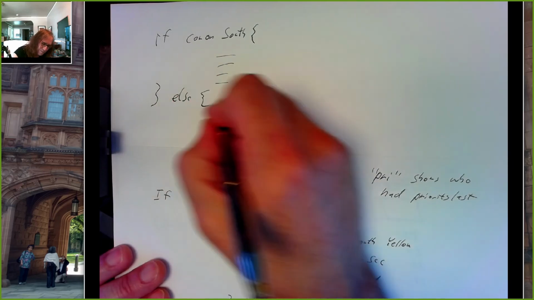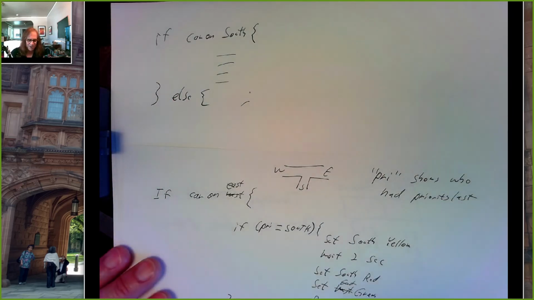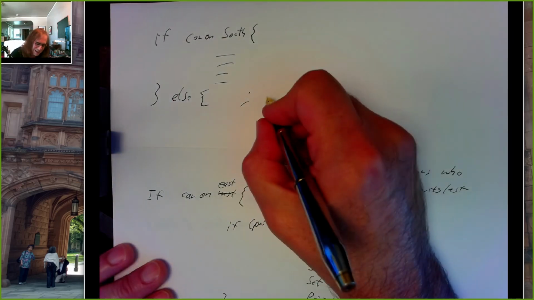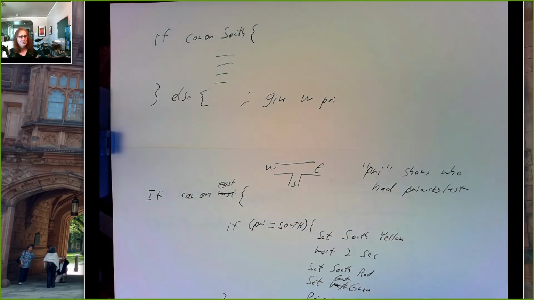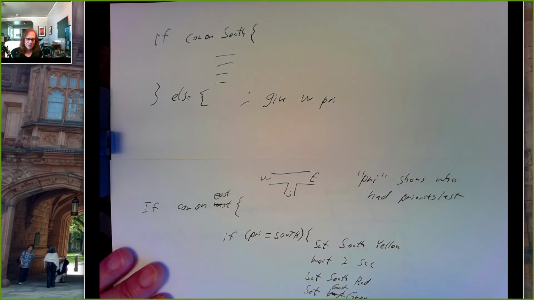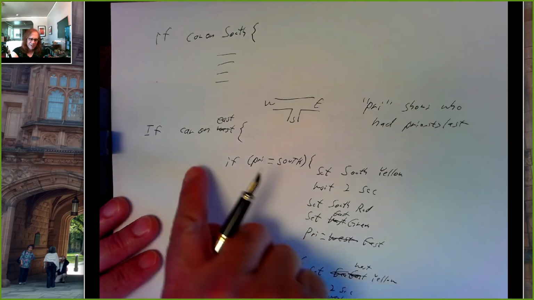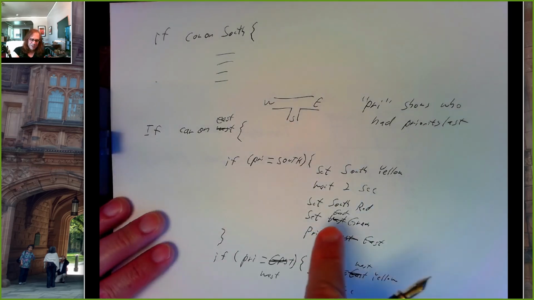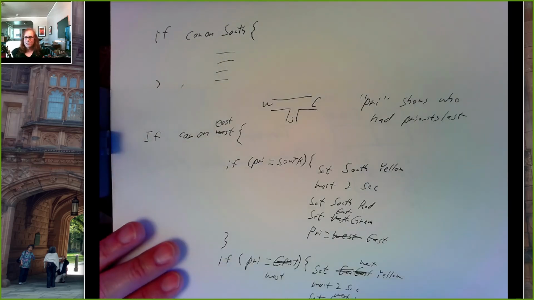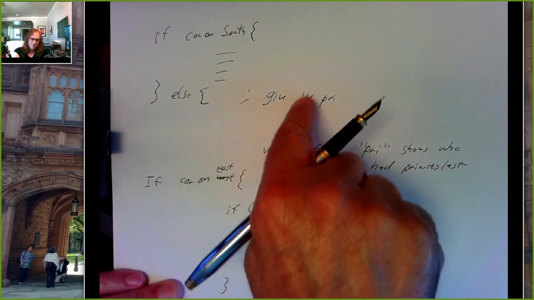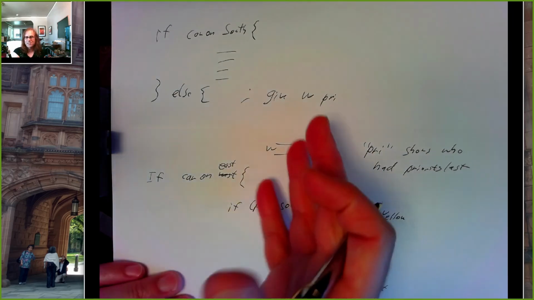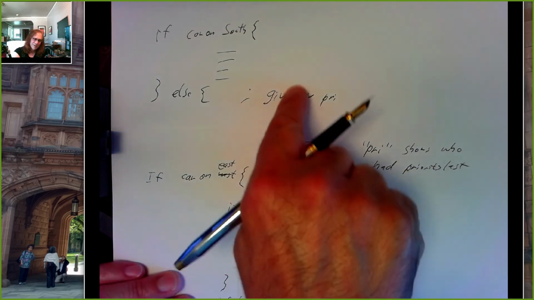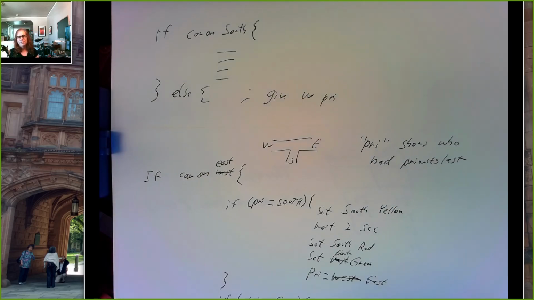Else, and if there's no car to the east and there's no car to the south, I'm just going to say give west priority, whether there's a car there or not. So then in that case, right, we're going to give west priority. So if there's a car on the east, set it to yellow, wait, set it to red, and then make west green. If south has priority, set it yellow, wait 2 seconds, make it red, and then give west priority, make it green.